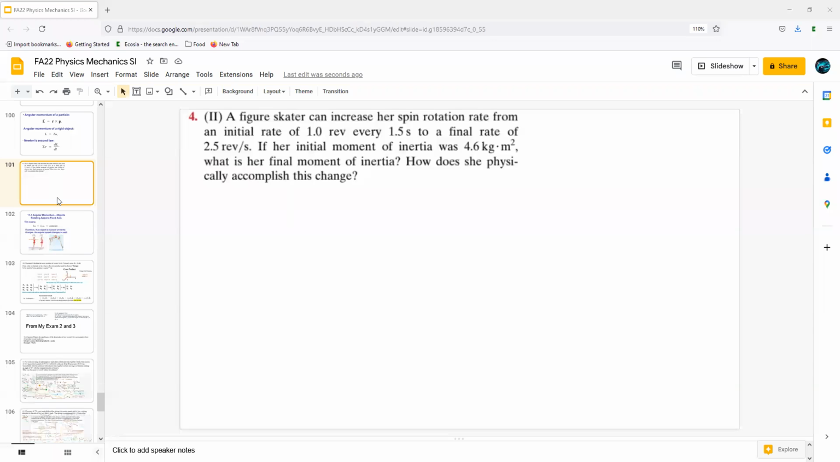All right, so we did chapter 9 and 10 a little bit in the previous video. So I'm going to be mostly focusing on chapter 11 here. We have a figure skater that can increase her spin rotation from an initial rate of 1.1 revolutions. So let's draw this, the person. We'll just ask her this first: if her initial moment of inertia was something, what's her final moment, and how does she physically accomplish this change?